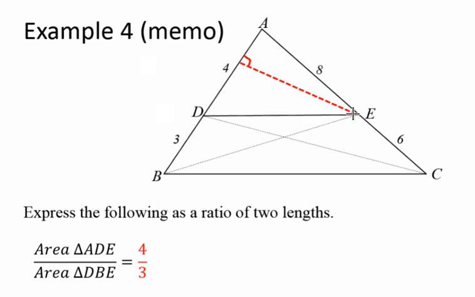Now they share a common vertex. So in ADE, my altitude comes from E, and in triangle DBE, my altitude comes from E. So we know now that the area of that triangle divided by the area of that triangle is just equal to the base of that triangle, which is 4, divided by the base of that triangle, which is 3.